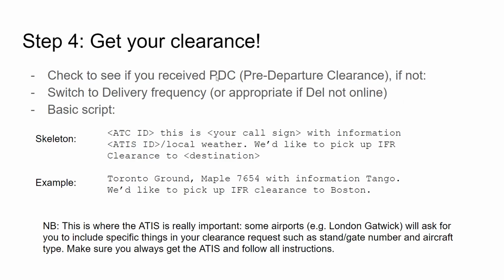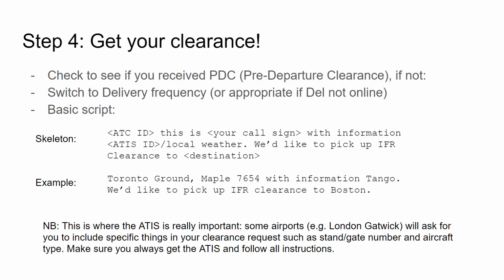If you haven't gotten one, then what you're going to want to do is switch to the delivery frequency, which is listed either on VATSPY or in your pilot client. And you're going to want to say, Toronto Delivery, this is Maple 7654. We have information Sierra. We'd like to pick up IFR clearance to Boston. Something like that. Pretty simple.